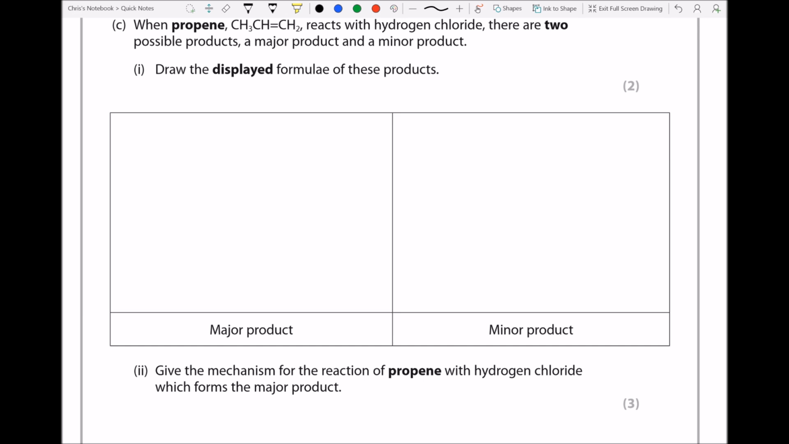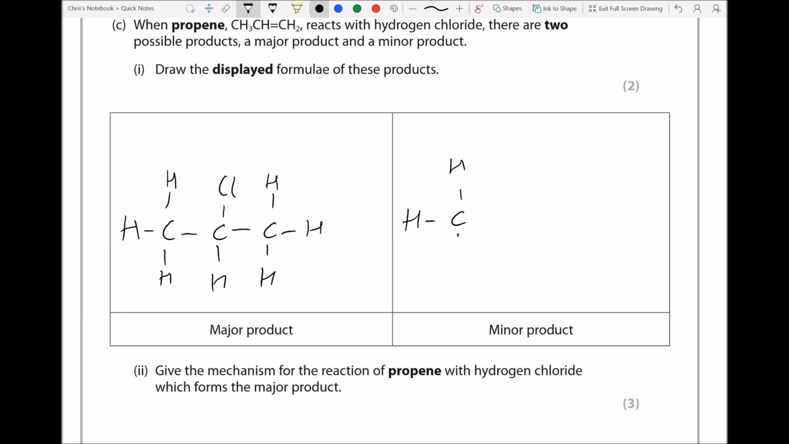is going to be, remember we're drawing a displayed formula, so we have to show all the bonds. So the major product is going to be this, chlorine with hydrogen. So you're going to form your secondary halogenoalkane as your major product, and your minor product is going to be a primary halogenoalkane. Now, because this is displayed, you must show all the bonds. I know it's a bit of a pain because there's a lot to draw, but that's basically where you get your 2 marks from. So one for your major, which is your secondary haloalkane, and one for your minor.